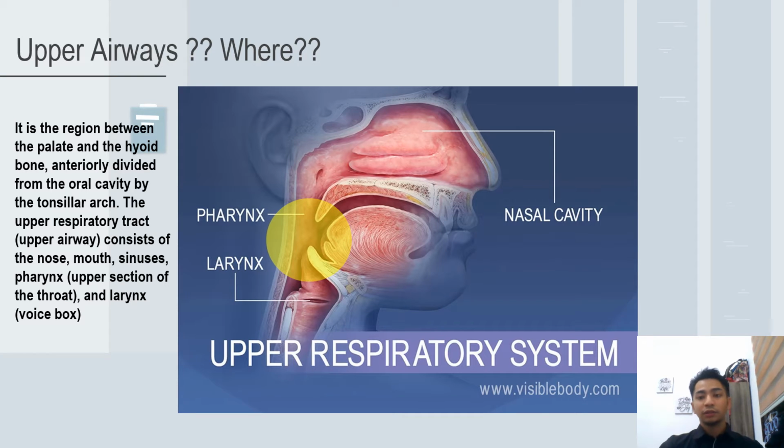Upper airways, and where are they? If you can see the picture, I have already circled the area in yellow. It is the region between the palate and ear bone, laterally divided from the oral cavity by the tonsillar arch. The upper respiratory tract consists of the nose, mouth, sinuses, pharynx, and larynx.